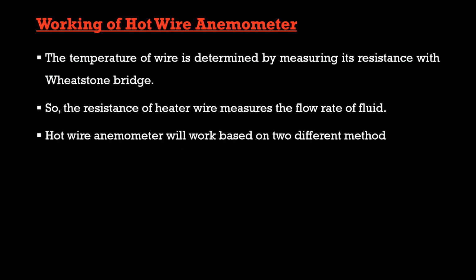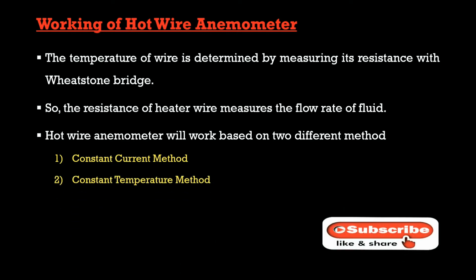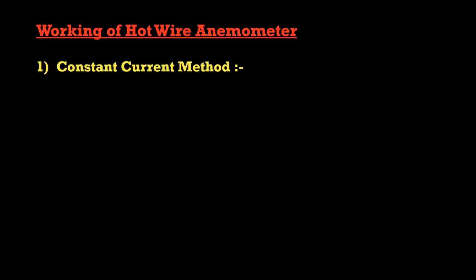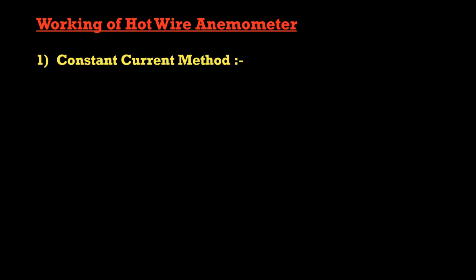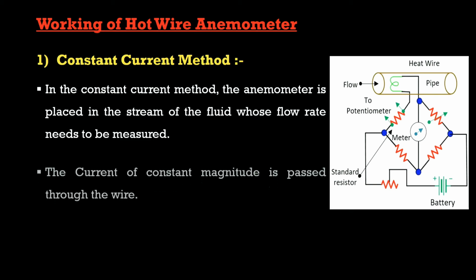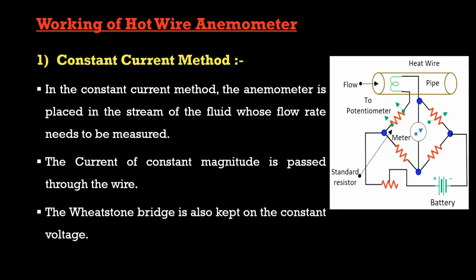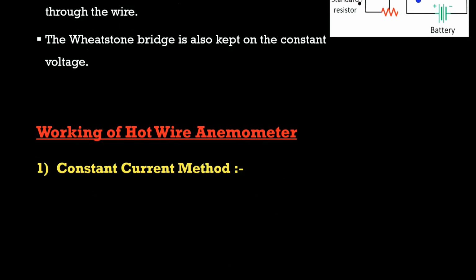Hot wire anemometer works in two different modes. The first one is the constant current method, and the second one is the constant temperature method. Now let us see the first method, that is constant current method. In the constant current method, the anemometer is placed in the stream of the fluid whose flow rate needs to be measured. A current of constant magnitude is passed through the wire. The Wheatstone bridge is also kept at constant voltage.